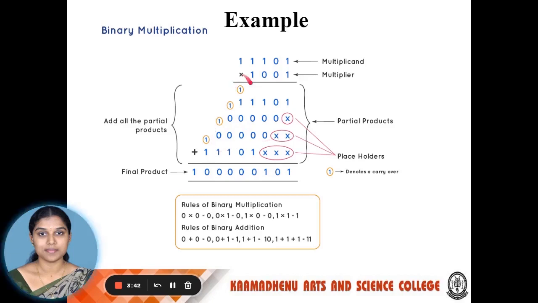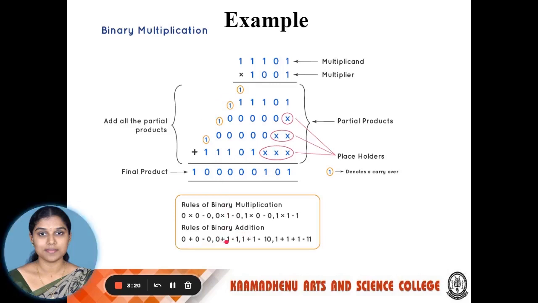Okay, next one, 0. Here also the result will be 0. Next one, the last one, 1. I took 1 and multiplied with these numbers, and the result will be 11101. Next, finally we have to add these numbers by the rules of binary addition.